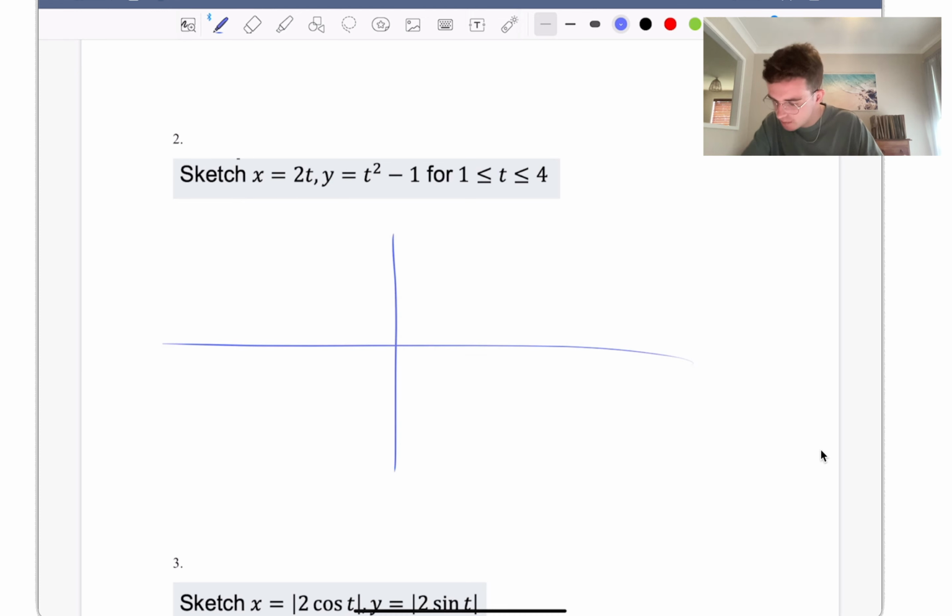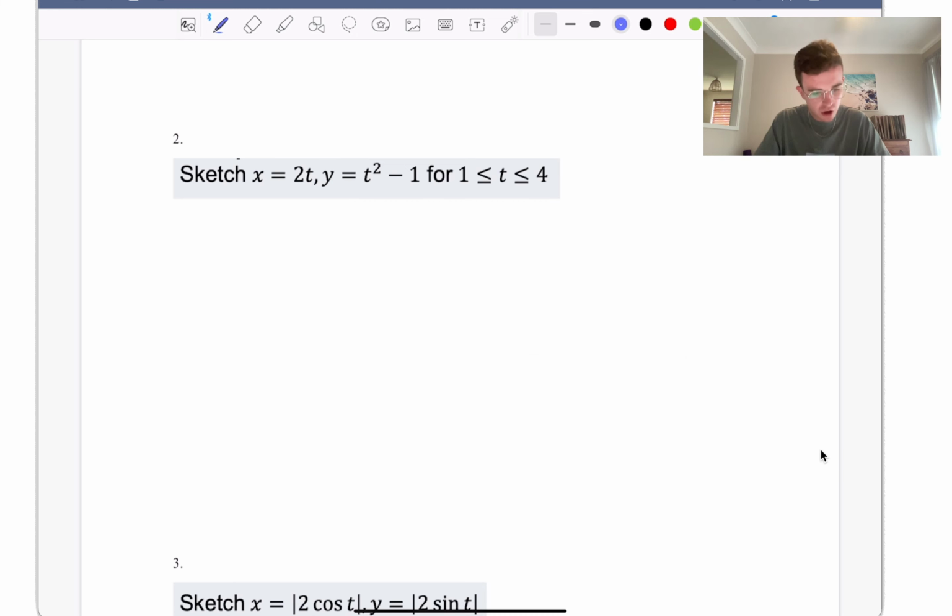So it's a parabola that's been stretched and then it's been moved down by 1. Now again, if that's totally confusing you, just convert it into Cartesian form. So t is equal to x on 2, which means y is equal to (x on 2) squared minus 1, which is a quarter x squared minus 1.